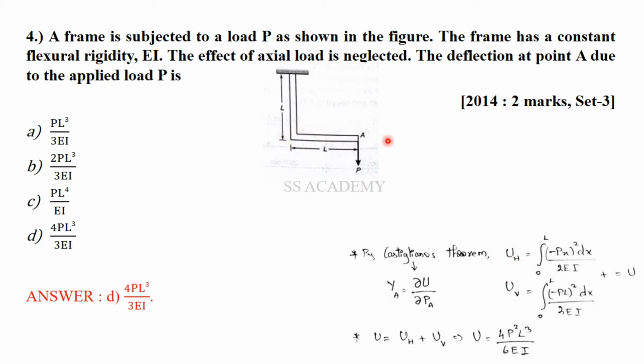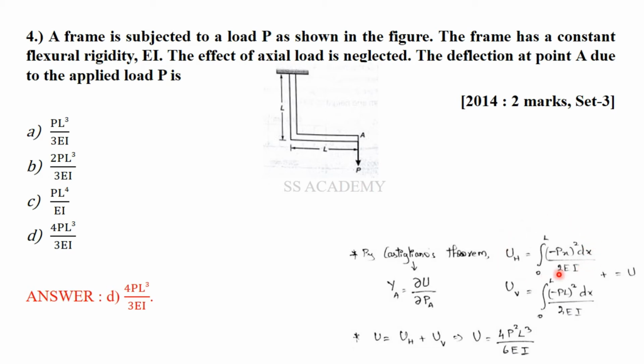So I am splitting this into a horizontal member and a vertical member. For the horizontal member, you can see P is acting, so it will exert a moment at a distance x from this point of application, which will be minus Px. Since it is acting downwards, it will be the integral of (minus Px) whole squared dx by 2EI from 0 to L. This comes from the definition of strain energy.